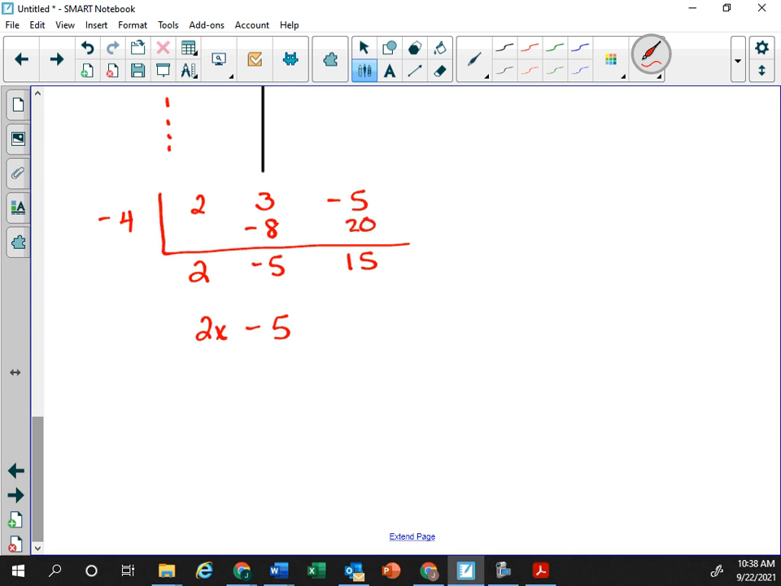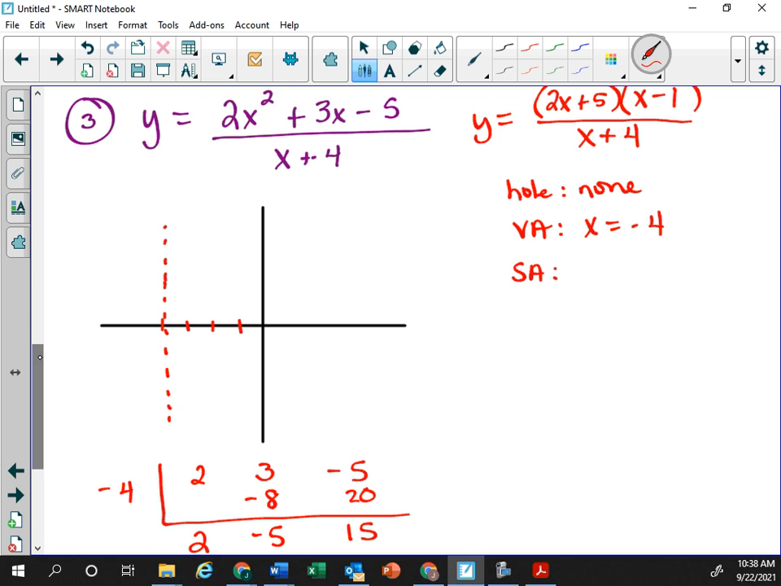Okay, we don't care about the remainder when we're doing the asymptotes. It's not that it doesn't matter at all, but it's just so small that it's not going to impact what the graph looks like. Okay, so my slant asymptote is just y equals 2x minus 5. You can just ignore the remainder.